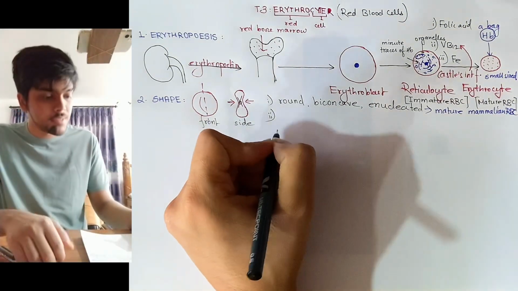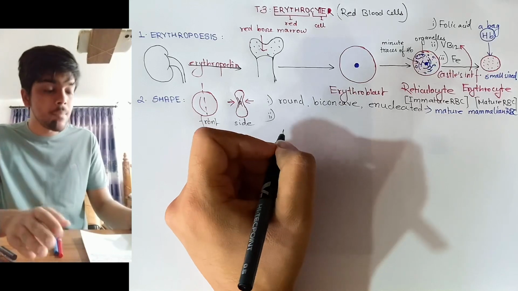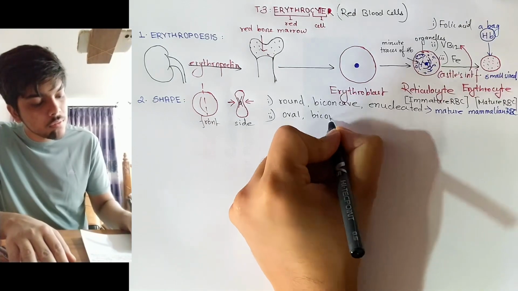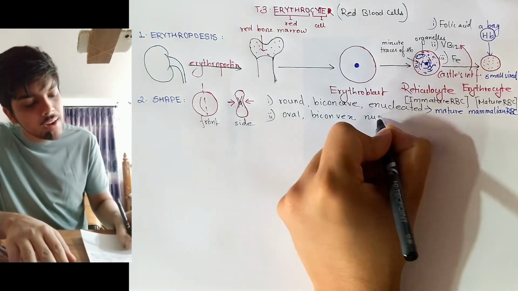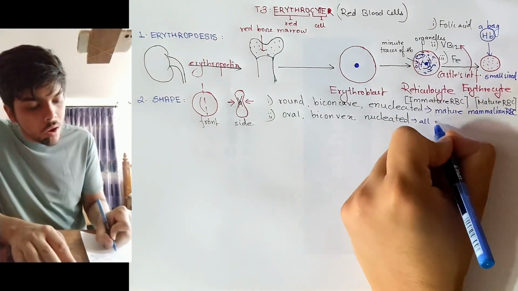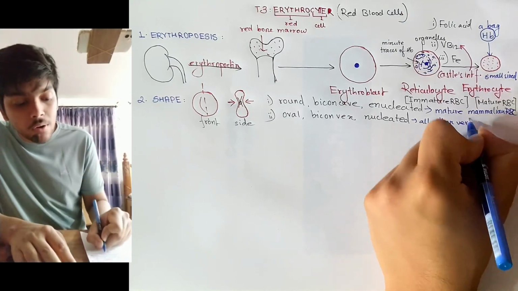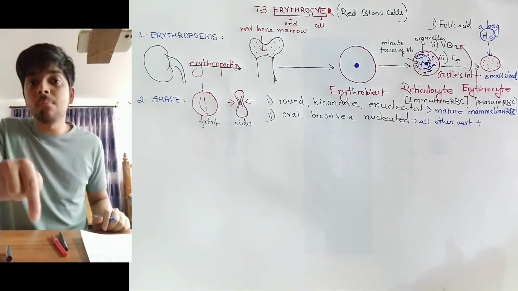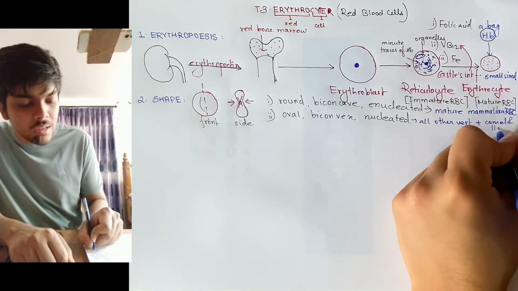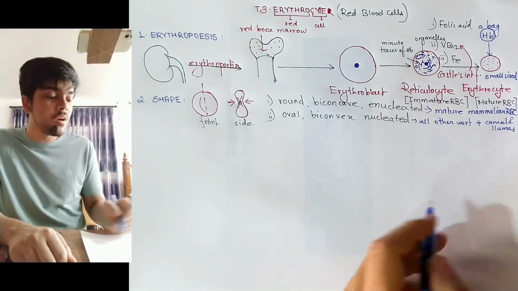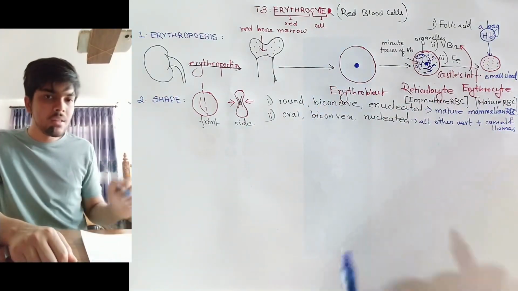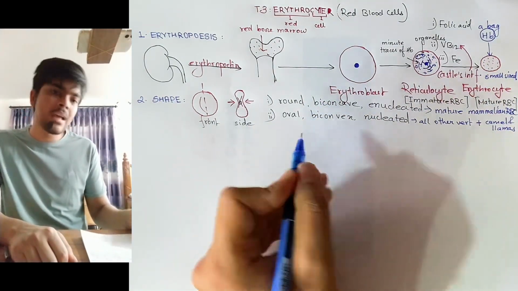All other vertebrates other than mammals contain oval, biconvex, and nucleated RBC. This is present in all other vertebrates, including frog. But not only that, even within mammals, there's an exception, and those exceptions are camels and llamas. These, despite being mammals, contain oval biconvex nucleated RBC. Since the RBC is nucleated, the shape of the RBC becomes biconvex and oval.